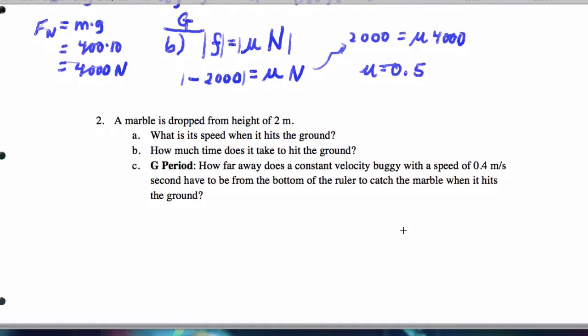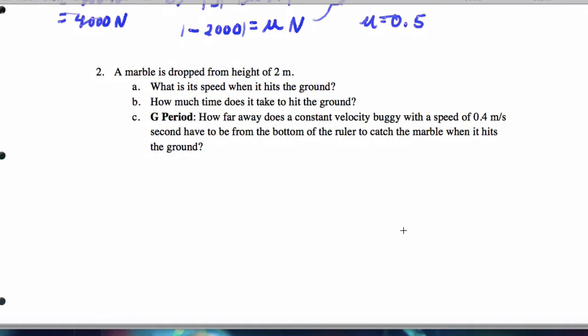All right, now number 2. A marble is dropped from a height of 2 meters. How much time does it take to hit the ground? Here we go. We're going to drop this marble from a height of 2 meters. So let's have x naught as 2 meters. Let's have x as 0.